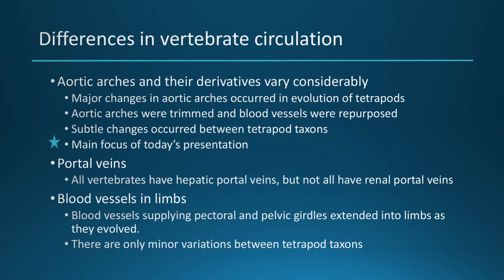Another big difference in vertebrate circulation has to do with blood vessels going to limbs. Clearly, when something grew legs, you need blood supply to the legs. It starts with the existing blood supply in the pectoral and pelvic girdles, and then as the limbs evolved and grew longer, the blood supply went down into those limbs and blood vessels split and became new things. We're really not going to talk about it much because there are only minor variations between tetrapods.